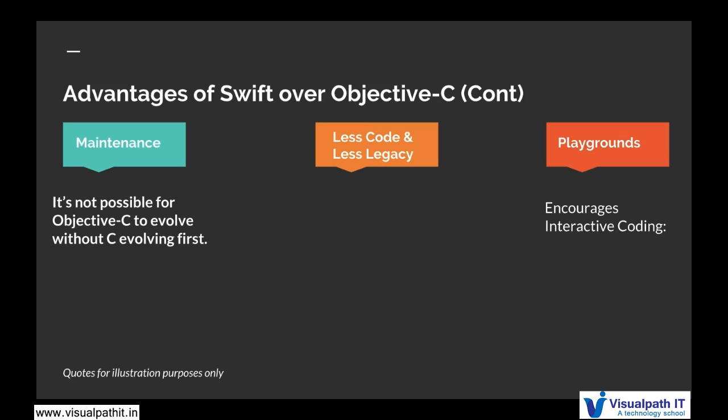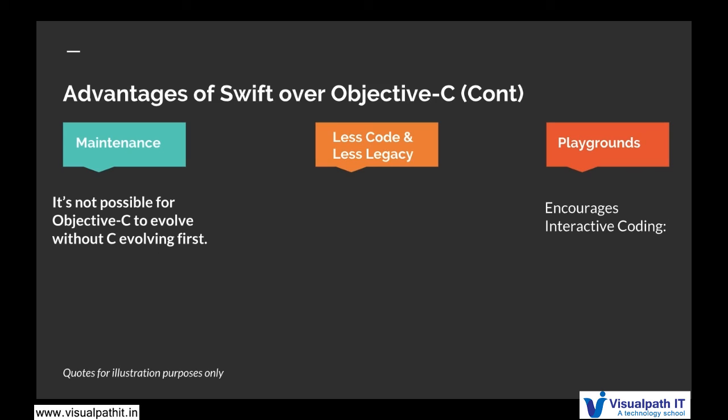The other advantage is maintenance. Objective-C was a superset of the C language, so Objective-C could not evolve unless C evolved. For example, say the C programming language came up with version 1.0 and Objective-C was upgraded to 1.0 with certain features that came with C, and later C was updated to 2.0 with certain advantages. Till then, Objective-C was not able to update itself because it was a superset of C, and the compiler used for C was almost the same one used for Objective-C. That was the disadvantage. The maintenance was a little difficult.